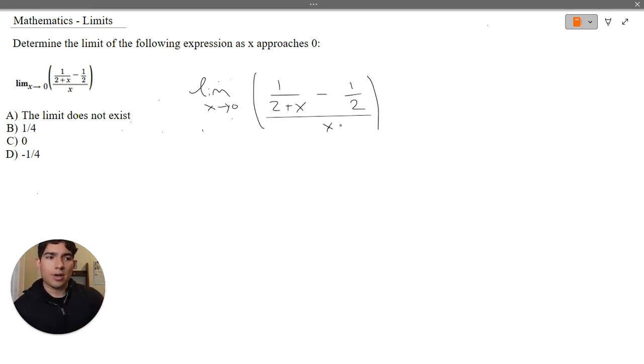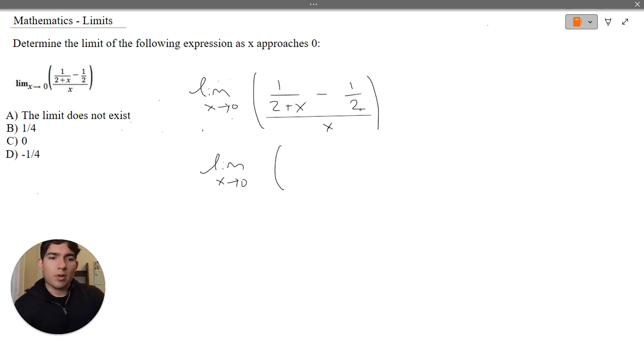Okay, so I went ahead and rewrote the expression right here. And the first thing that we want to do is make sure that these two fractions right here have the same common denominator. So I'll show you what I mean. So first thing is we just write our limit expression once again. And then we're going to do this.